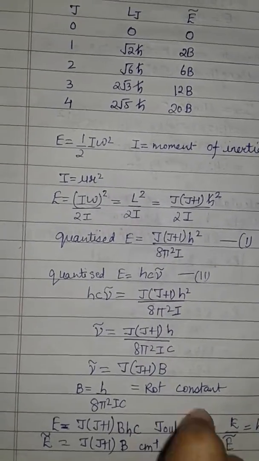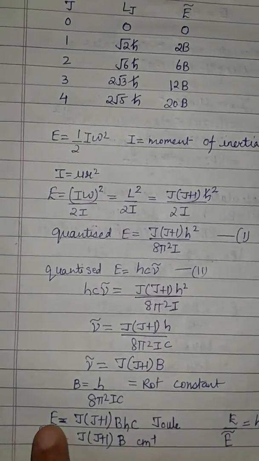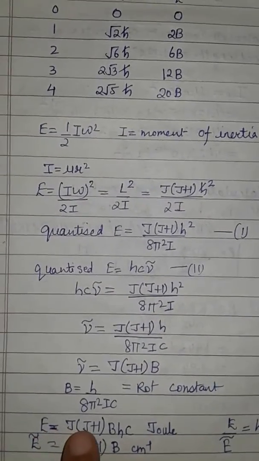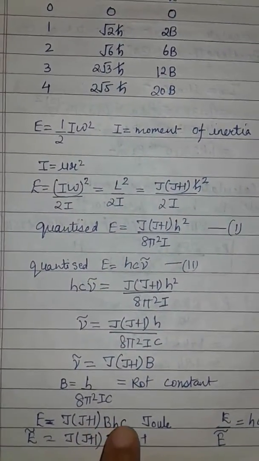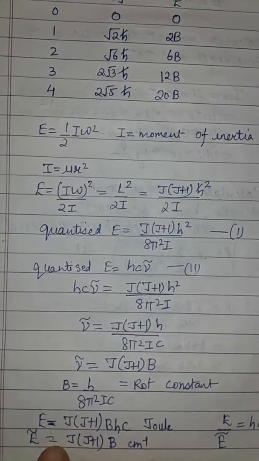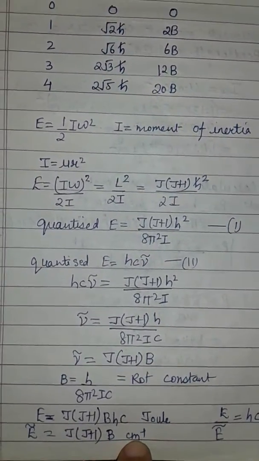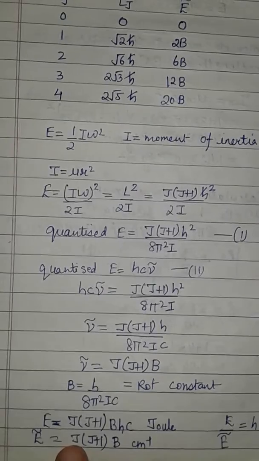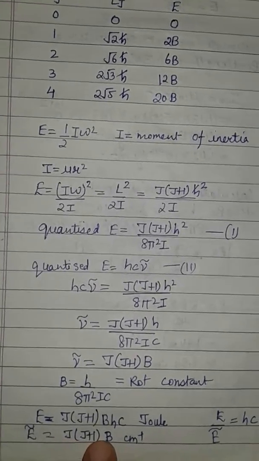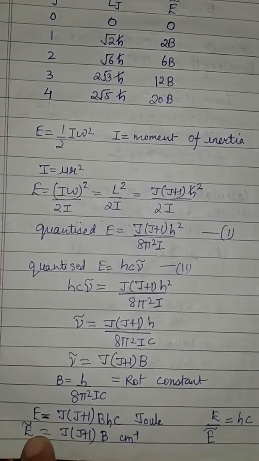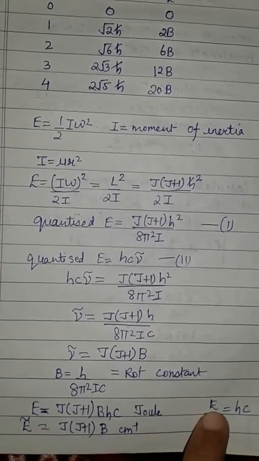So if we write the energy in terms of joules, we will write J into J plus 1 BHC, and if we want energy in terms of centimeter inverse, that is in terms of wave number, then we'll write J into J plus 1 B, and if we divide both the energy terms, E upon E bar, then we'll get HC.